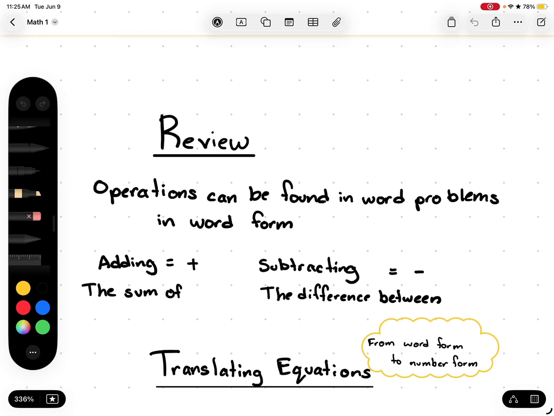Similarly, subtracting is the difference between. So if the word problem says find the difference between these two numbers, it's asking you to subtract those two numbers. Translating equations is trying to make the word problem into an equation and trying to make it simpler. Essentially, think of math as another language, and each word has a different correlation. So as I said before, the sum of means addition, and the difference between means subtraction.